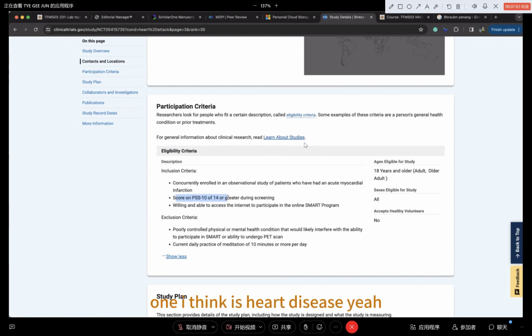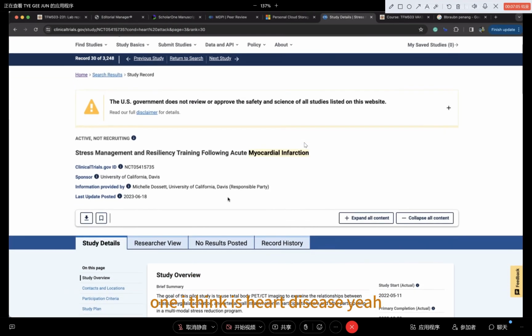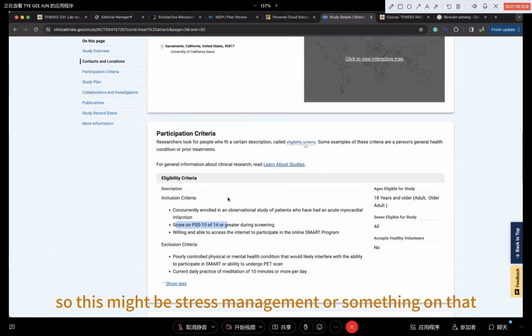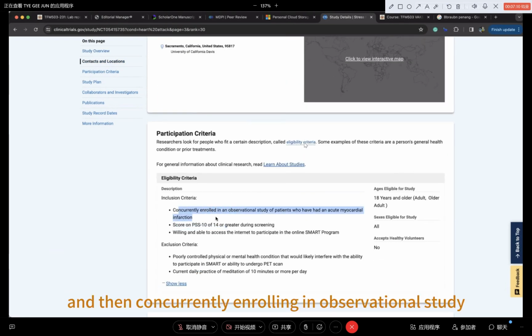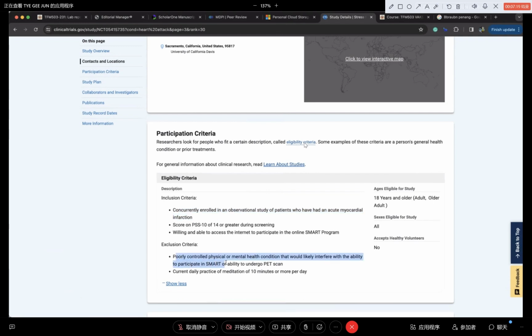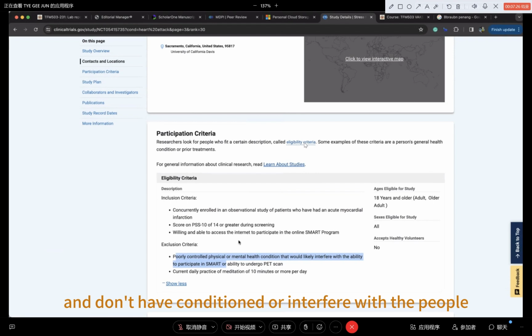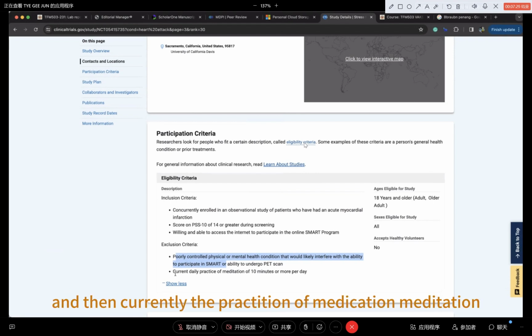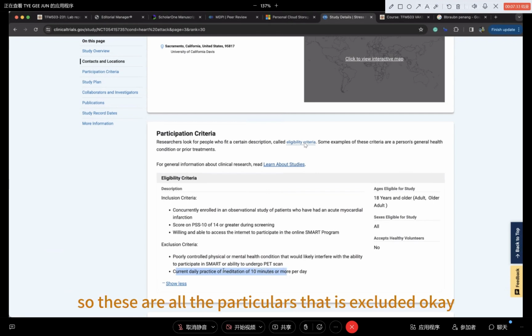So this one, I think, is heart disease. Yeah, so this one might be stress management or something like that. And then concurrently enroll in an observational study of patients who had acute myocardial infarction. So the thing which is excluded is here, the person is poorly controlled physical or mental health condition, will interfere with the ability to participate in SMART, and then current daily practice of meditation of 10 minutes or more per day. So these are all the criteria that is excluded.